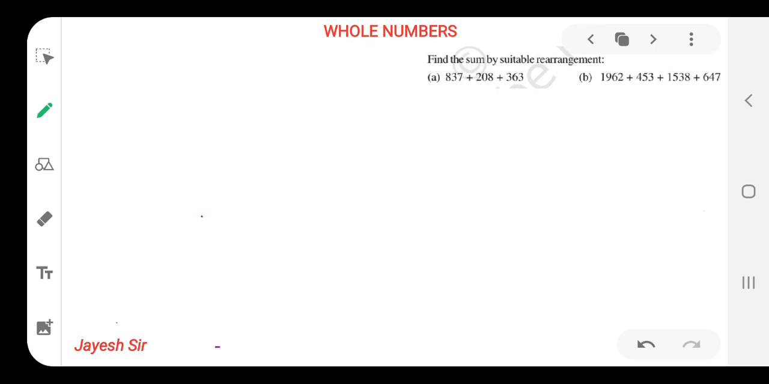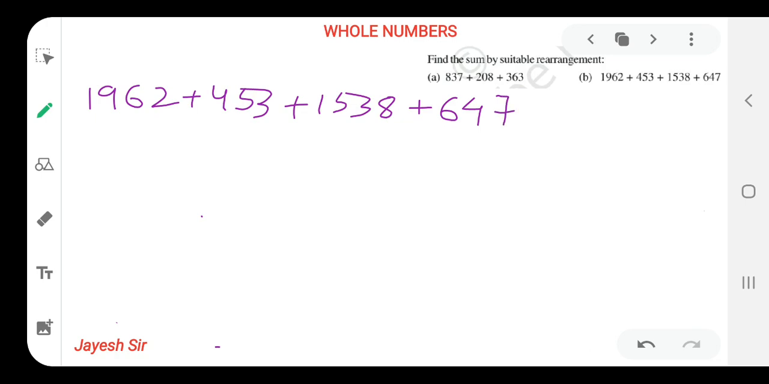Similarly, let's see the B sum, that means 1962 plus 453 plus 1538 plus 647. Now, I can see very simple things over here. I hope you all might be watching it easily. If you are able to see, then you can easily solve the sum so that you will get the answer.